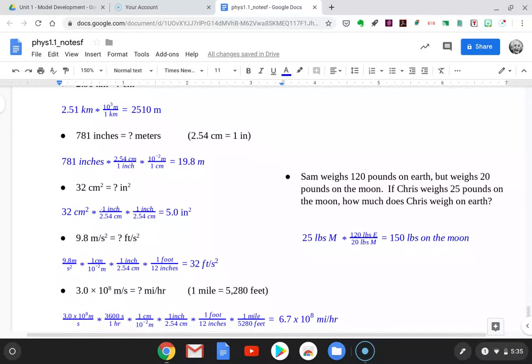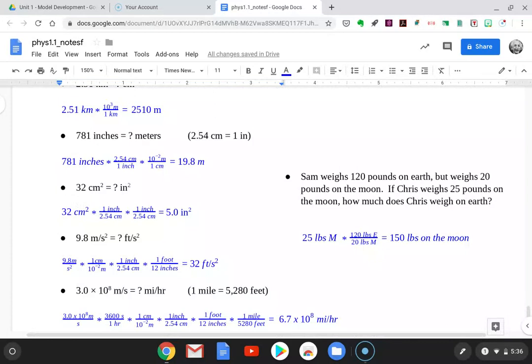32 square centimeters. How am I going to do that? So I know that 1 inch is equal to 2.54 centimeters. So if I multiply by that, remember centimeters squared is really just centimeters times centimeters. So I would be able to cancel out one of my centimeters, but not both of these centimeters. And so I would end up with an inch times a centimeter. And that's not the unit I want.